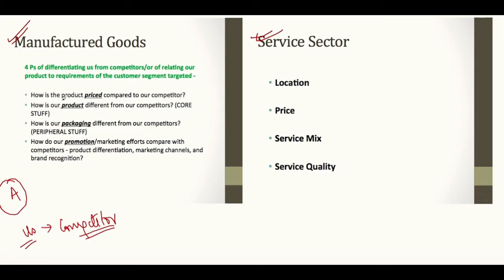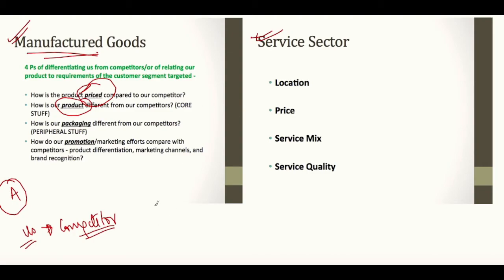One could be that there is a price change. The competitor might have reduced their price. There might be a new competitor who is offering the services at a reduced price, or for some reason we have increased our price. So obviously first we are looking at the manufacturing goods. Second could be the product differentiation.